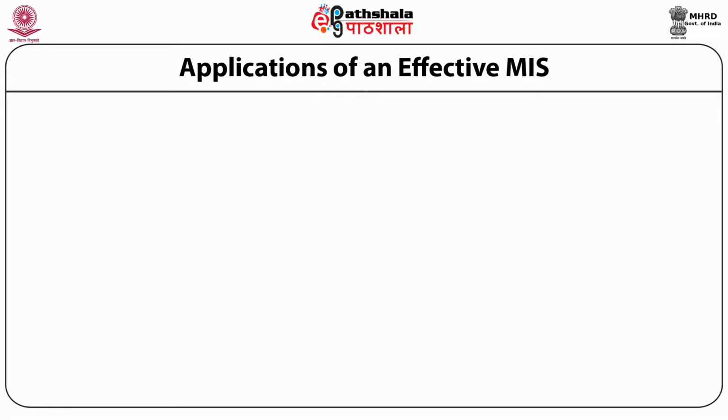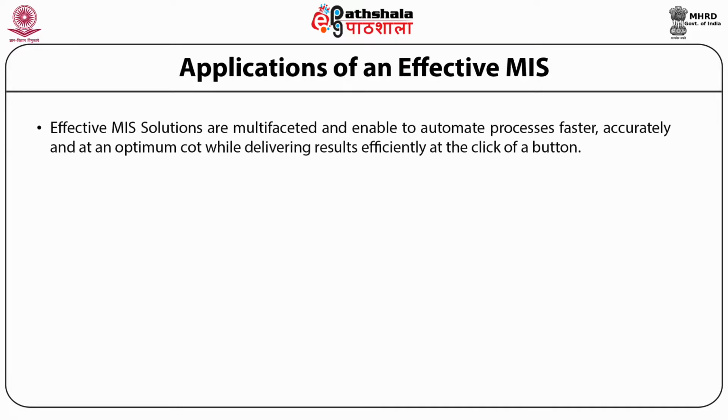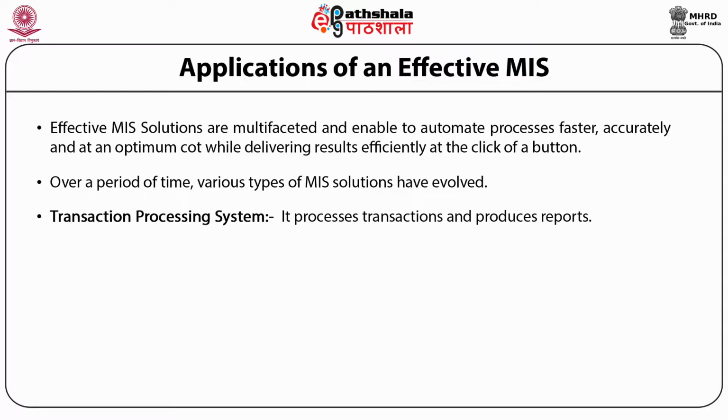Let us look upon the application of an effective management information system. Effective management information solutions are multifaceted and enable to automate processes faster, accurately, and at an optimum cost while delivering results effectively at the click of a button. Over a period of time, various types of management information solutions have evolved. Transaction processing system.